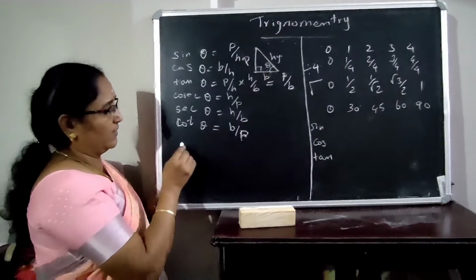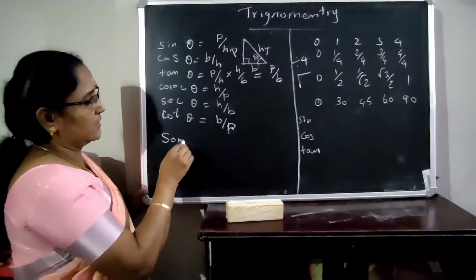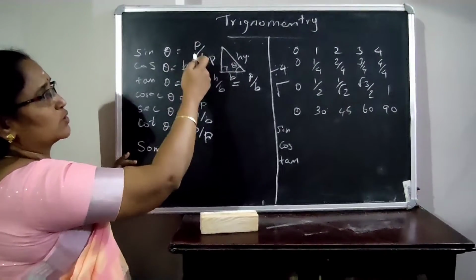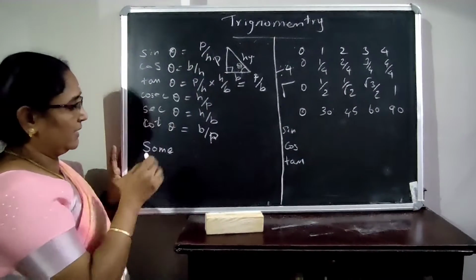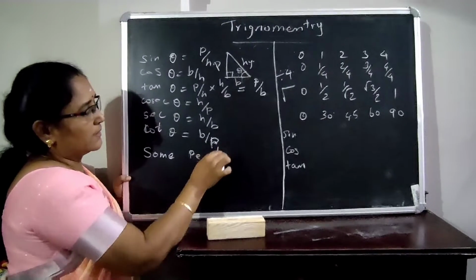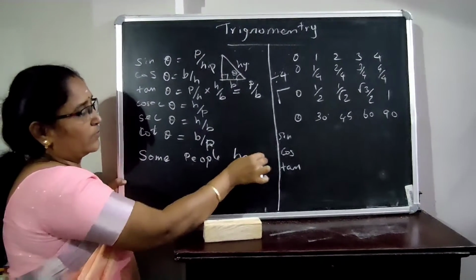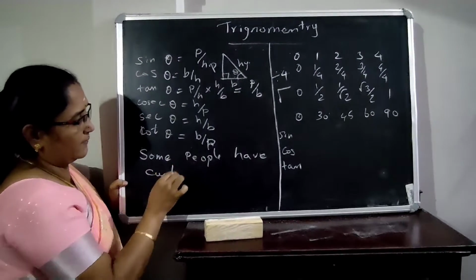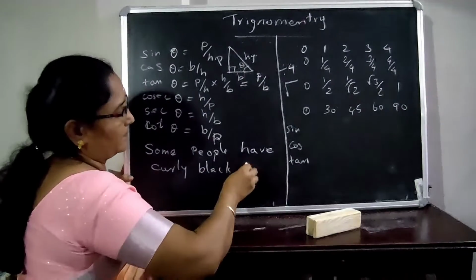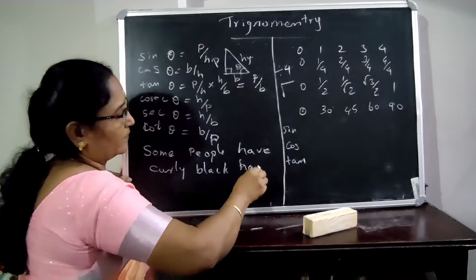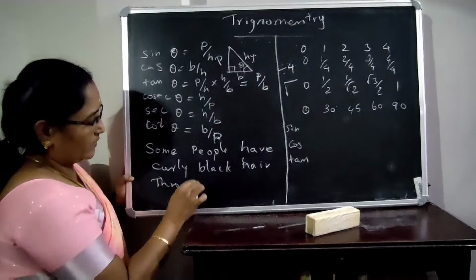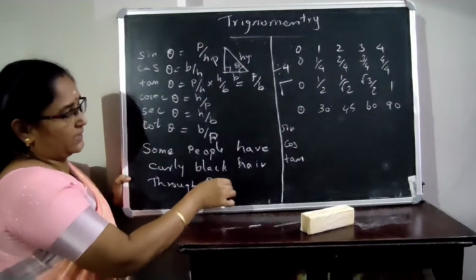I have a simple sentence. Using this sentence, you can find perpendicular by hypotenuse, base by hypotenuse, and easily remember them. Some people have curly black hair through proper brushing.